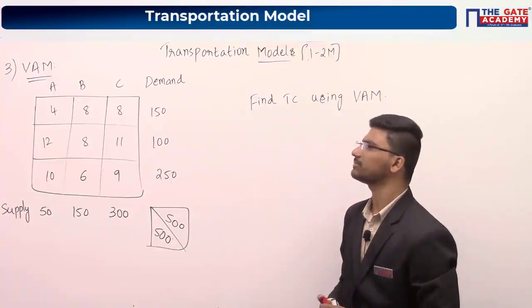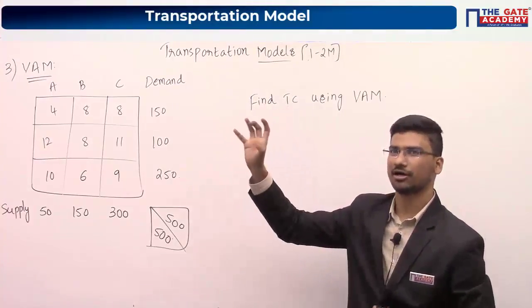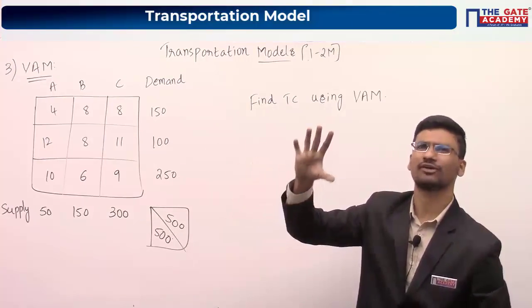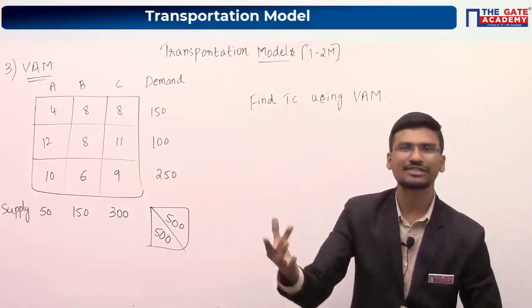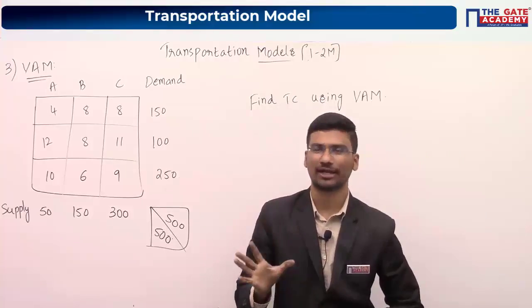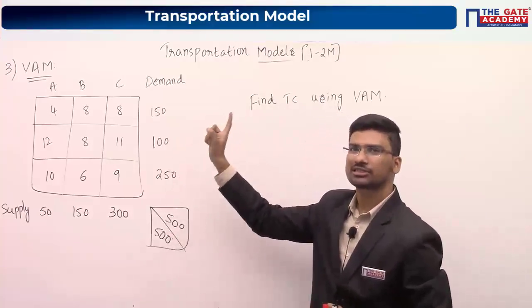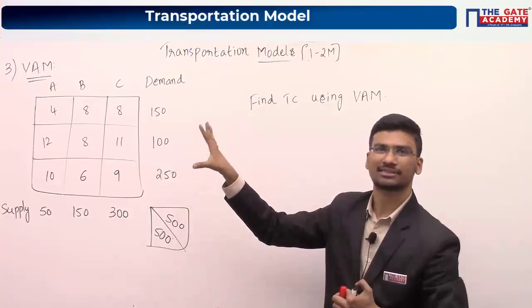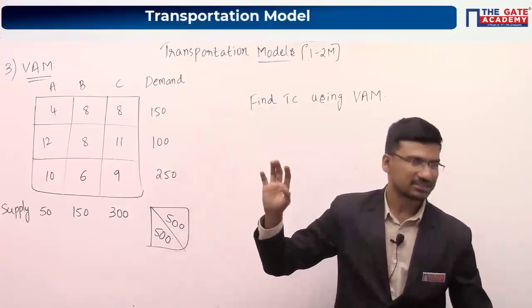Next method, the last method in this initial basic feasible solution step. After this we will be discussing the MODI algorithm, or modified distribution method, which we will be using to find the optimal solution. Now, Vogel's approximation method, VAM method or penalty method, all these names are the same. So I am just revising.